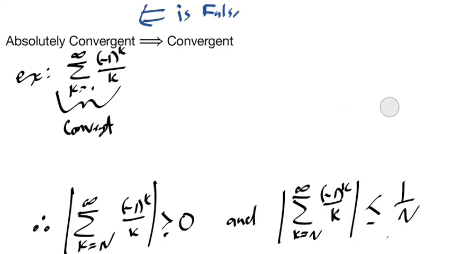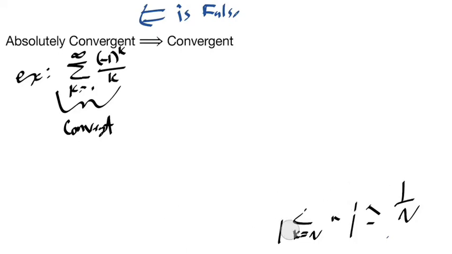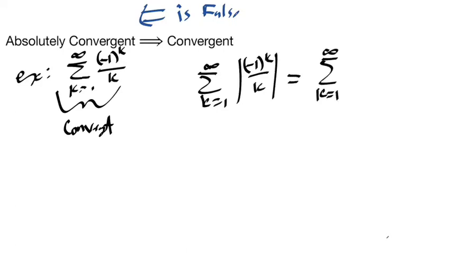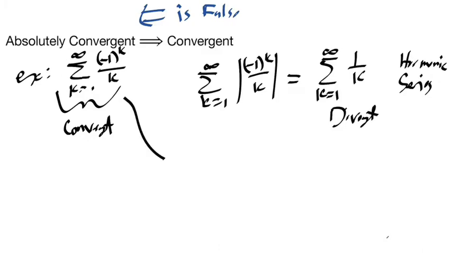But it should be abundantly clear what would happen if I did the absolute value of this. This series is convergent, but the sum as k goes from 1 to infinity of the absolute value of negative 1 to the k over k is just the sum as k goes from 1 to infinity of 1 over k, which is our harmonic series. And so this is divergent. So this is an example of a series that is conditionally convergent.